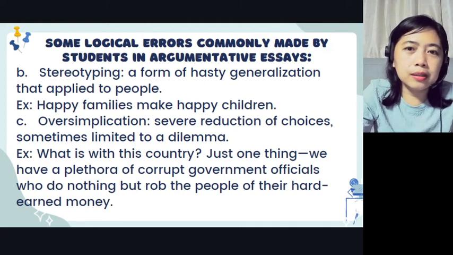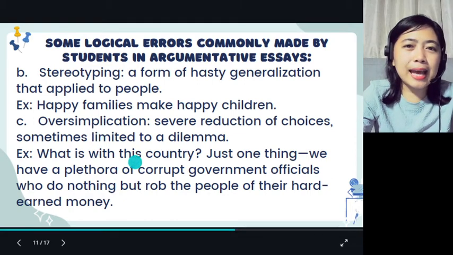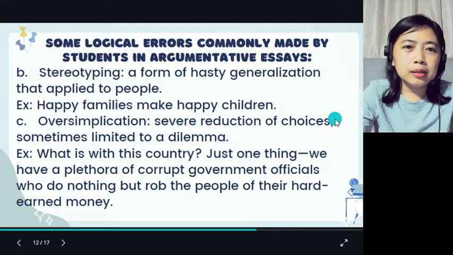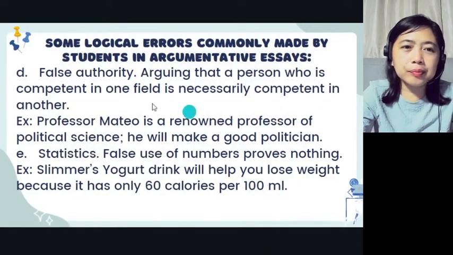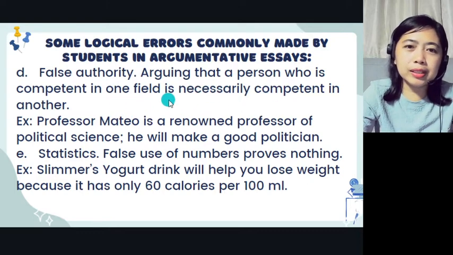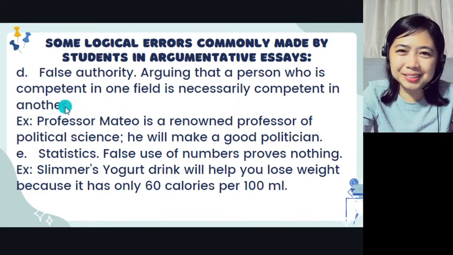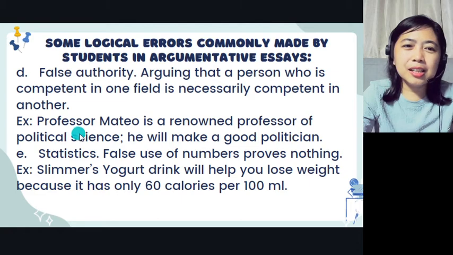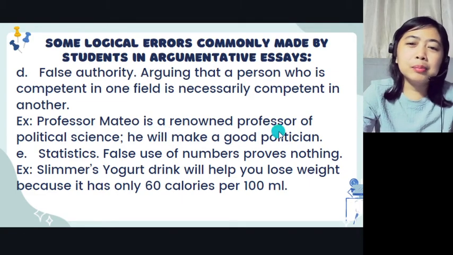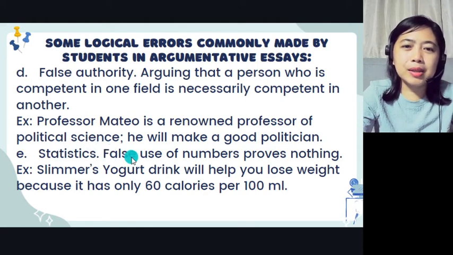Oversimplification. Okay, simplified well. So let's have our next logical error here: false authority. This is arguing that a person who is competent in one field is necessarily competent in another. Okay, this is quite interesting. Our example here is: Professor Mateo is a renowned professor of political science. Therefore, he will make a good politician.